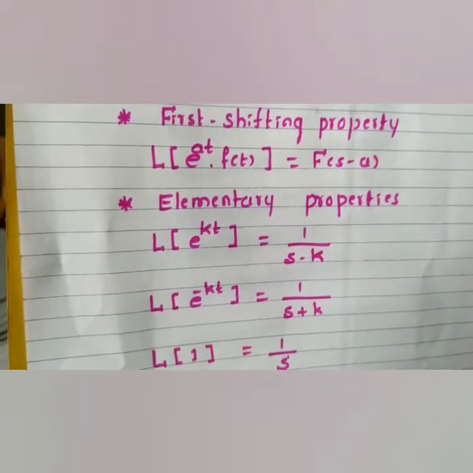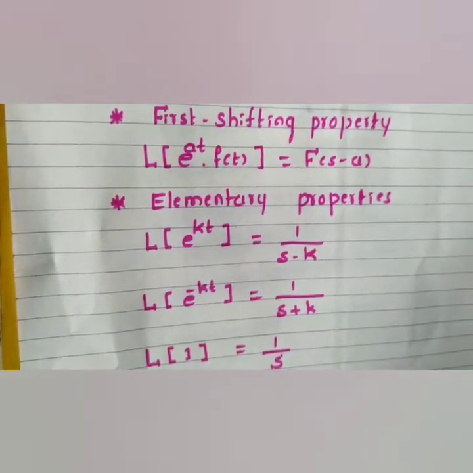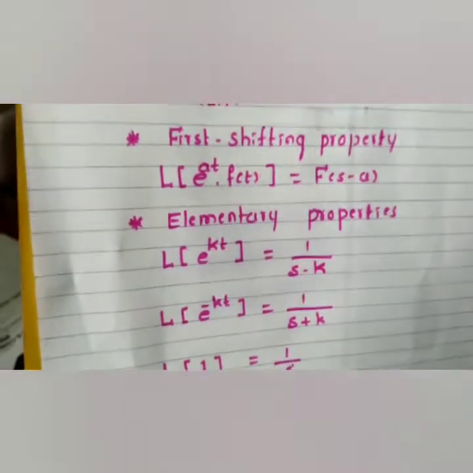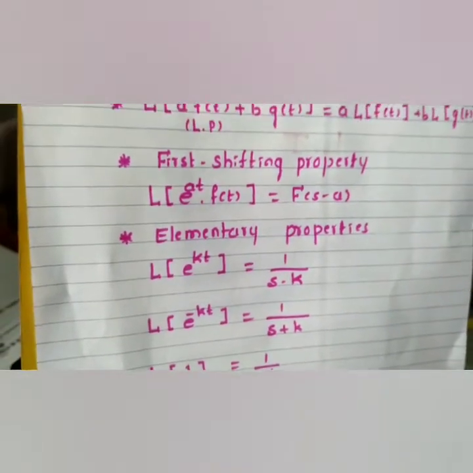Instead of a in the first shifting property, e raised to at into f of t, we can put numbers and practice the results one by one.